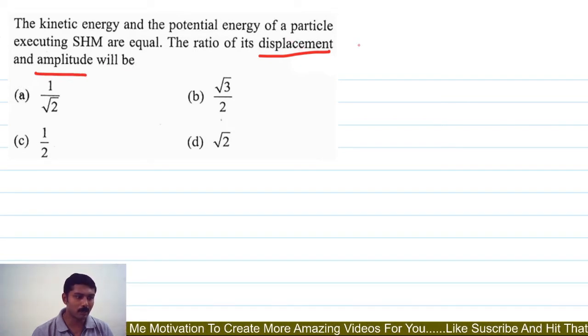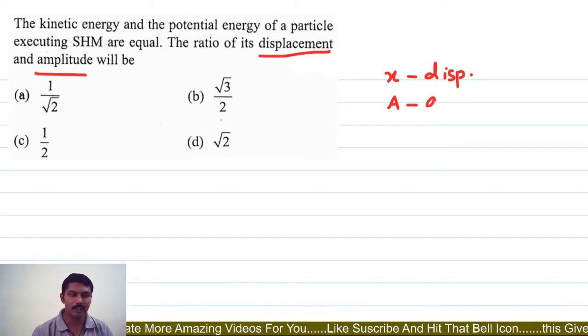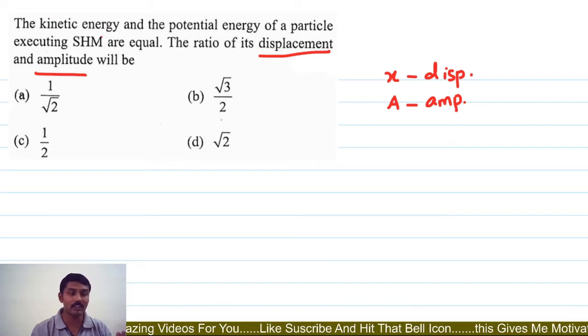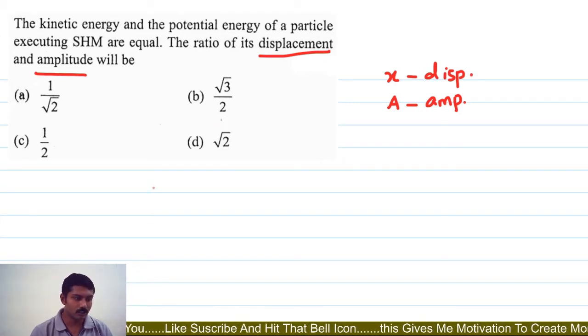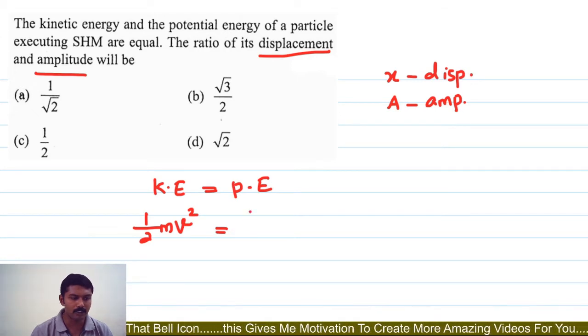Let's call this displacement x, and the amplitude, using the capital letter A. Now here they have said that the kinetic energy and potential energy of the particle are the same. So we are going to equate the equations. Kinetic energy of the simple harmonic motion becomes equal to potential energy. What's the equation for kinetic energy? Half mv square becomes equal to potential energy, half kx square.